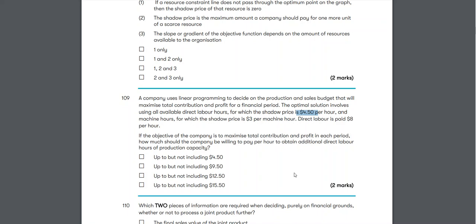Remember, how much you are willing to pay is the maximum. The maximum is the contribution plus the cost. So contribution is 4.5, the extra contribution, the shadow price, and the cost. So which would be 8 plus 4.5, 12.5, which would be C here.